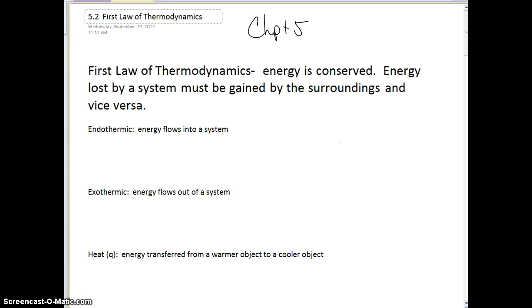So let's just define. First law of thermodynamics is defined down here as energy is conserved. Energy lost by a system must be gained by the surroundings and vice versa. And really what we mean by that is, let's imagine we have a beaker. We're going to use this kind of illustration quite a lot. And we've mixed some chemicals into this beaker. And what's going to happen is we have energy flowing out, maybe in the form of heat.